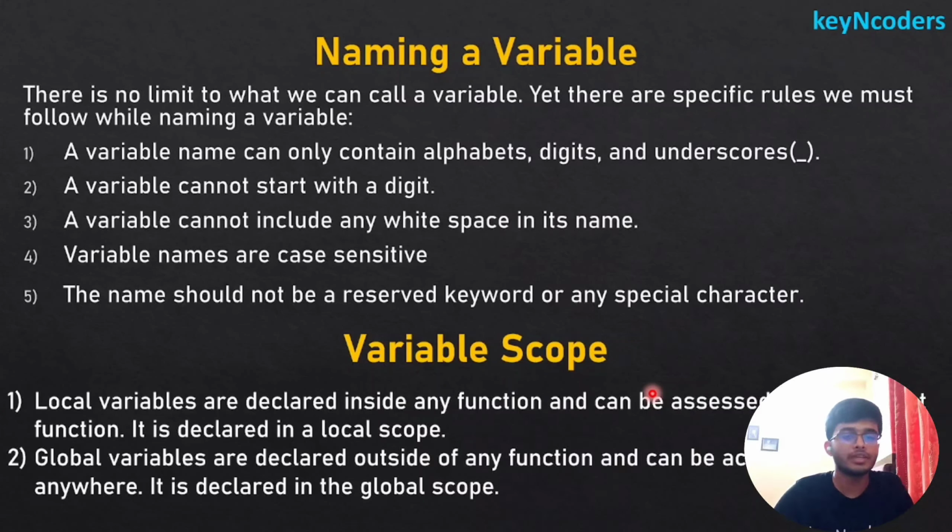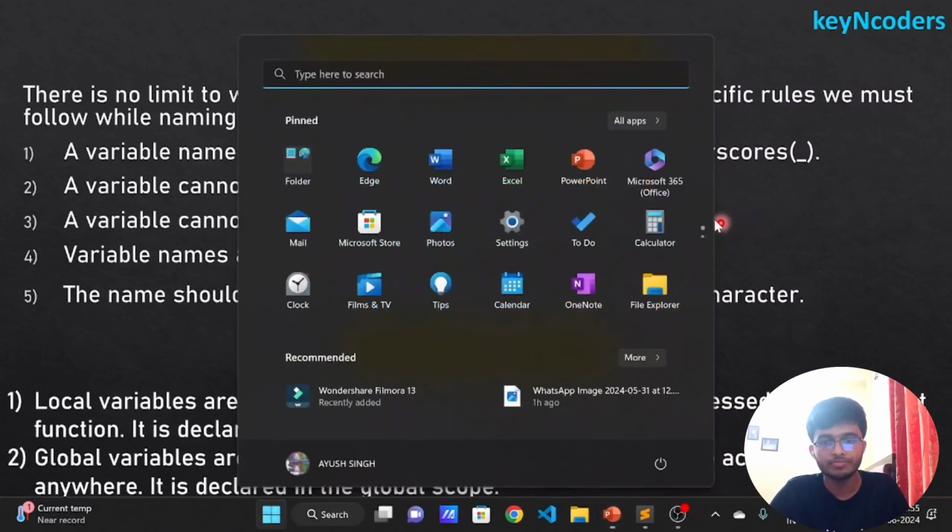Coming to the next thing, that is naming a variable. How can you name a variable? The name can only contain alphabets, digits, and underscores, right? It should not contain anything apart from this. It cannot contain any operator, by which I mean plus, minus, or any other symbol. A variable cannot start with a digit. These are all certain rules you can read through. Let us go through them one by one.